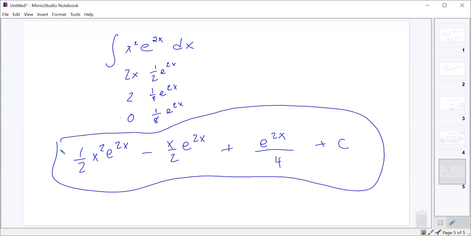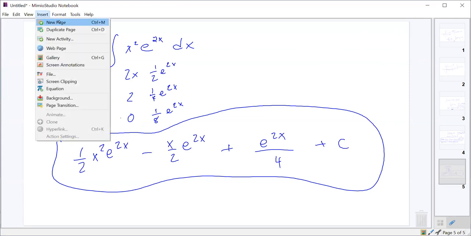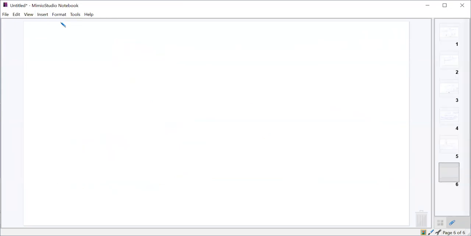It's just a shorthand for your integration by parts whenever you have a term that can differentiate down to 0, as long as you can continually integrate the other part of it. Good or no? Hopefully good. All right.